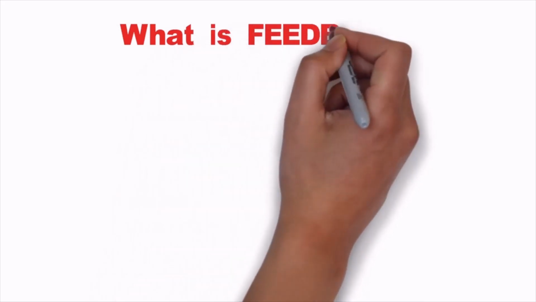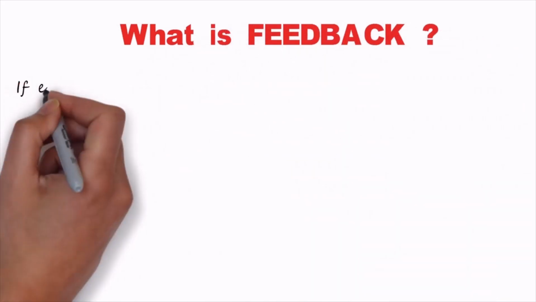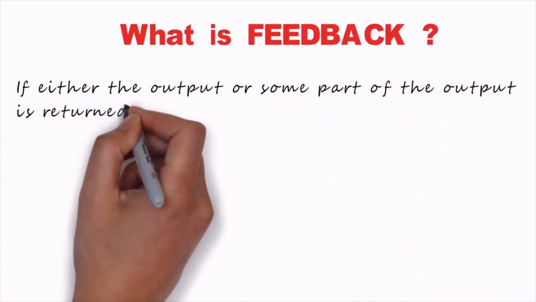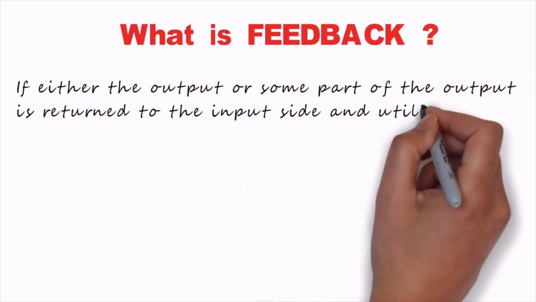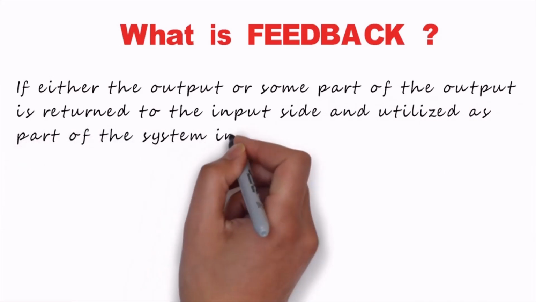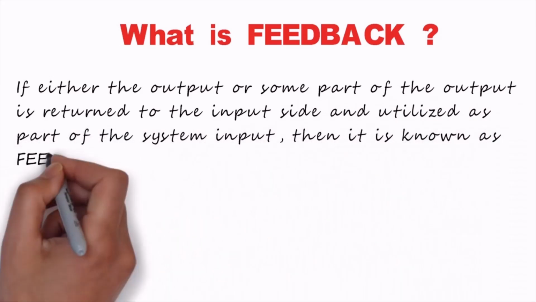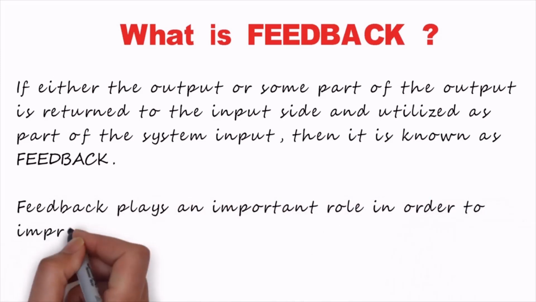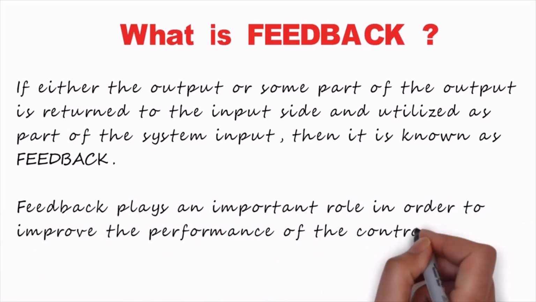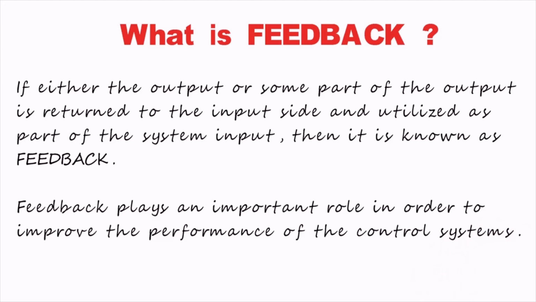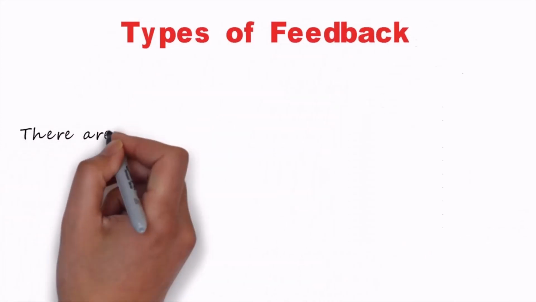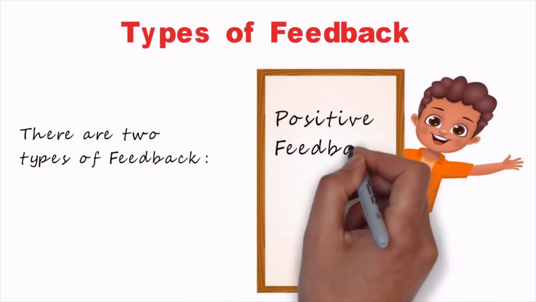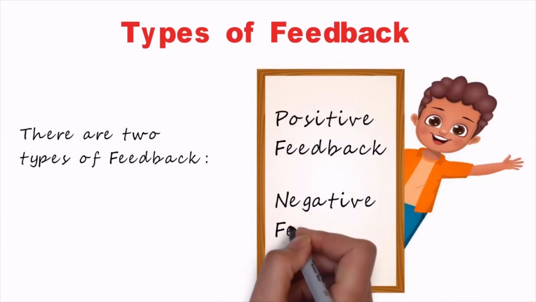Let's see what feedback is. If either the output or some part of the output is returned to the input side and utilized as part of the system input, then it is known as feedback. Feedback plays an important role in improving the performance of control systems. Basically, there are just two types of feedback, that is positive feedback and negative feedback.